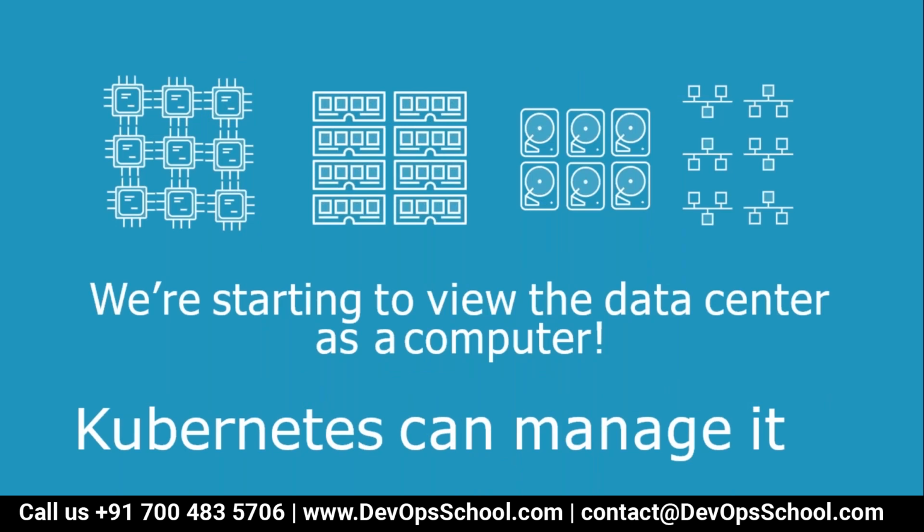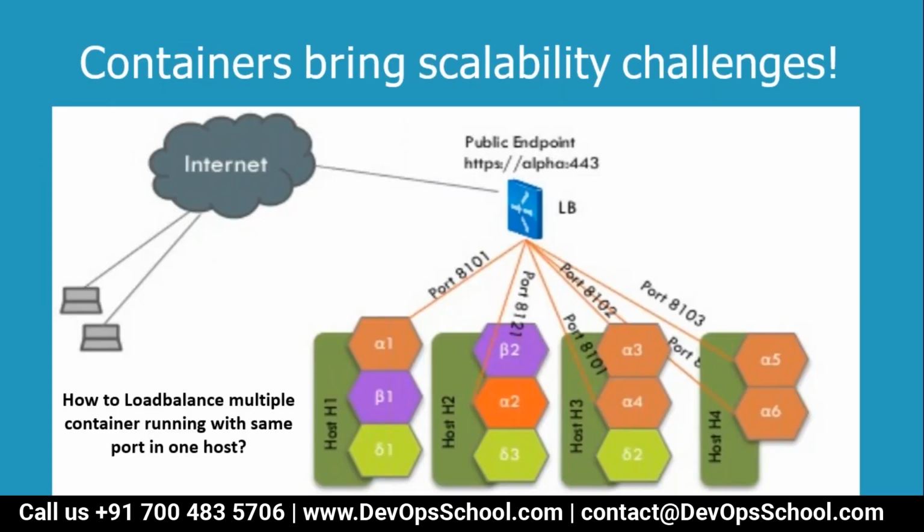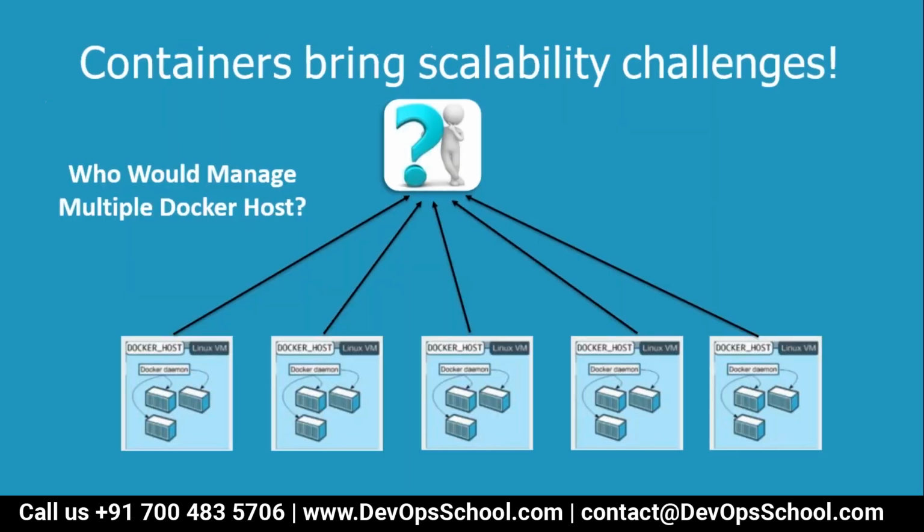So the question was, why do we need Kubernetes? We need Kubernetes because of the many problems. Orchestration, in short, orchestration. Kubernetes can manage multiple hosts. Docker cannot.